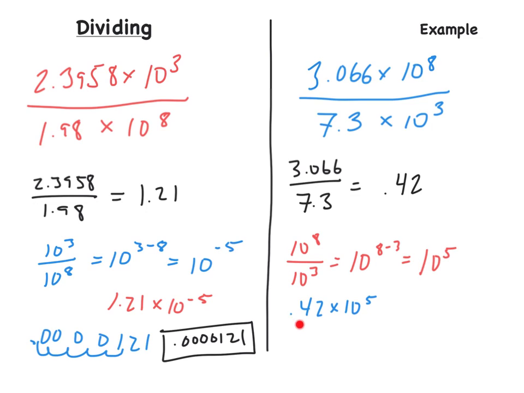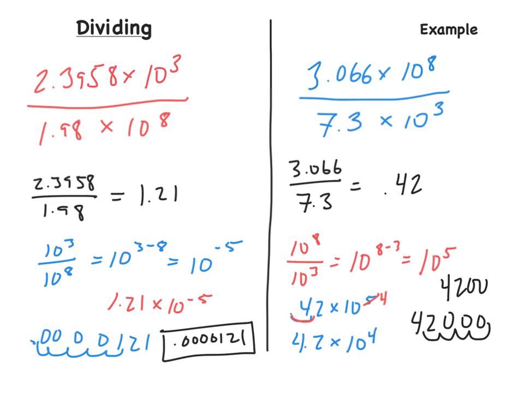But if you realize, this needs to be between 1 and 10. So I'm going to move this over. So it would be 4.2 times 10 to the 4th. Because I have to take one of these away when we move the decimal point over to the right. So now we have 4.2 times 10 to the 4th. We solve it from there. Remember we have the 4th, so 4 to the right, 1, 2, 3, 4, 0, 0, 0. So our final answer is 42,000.